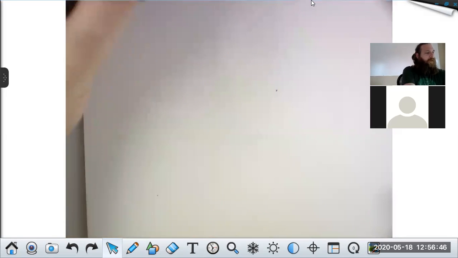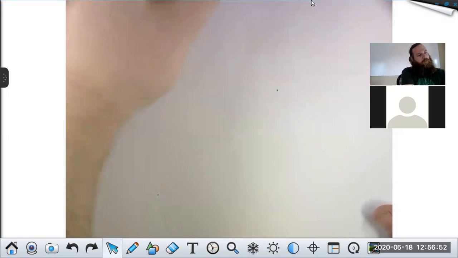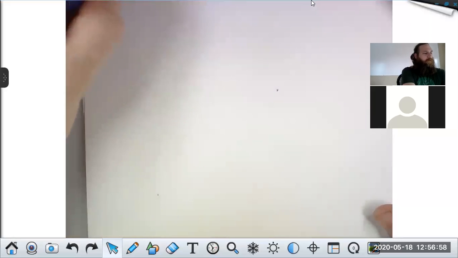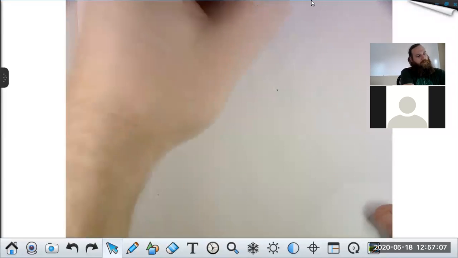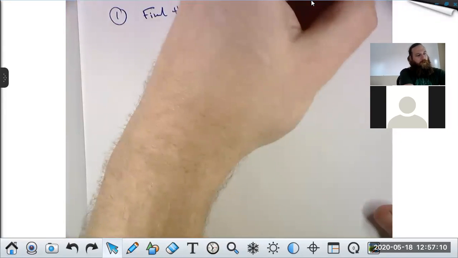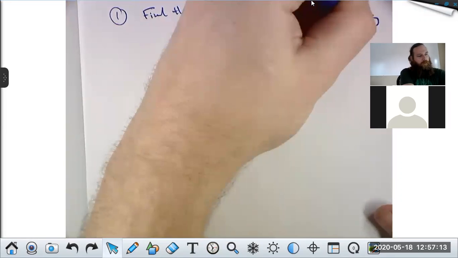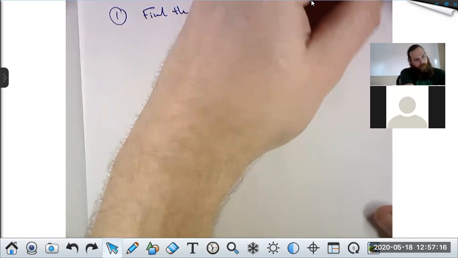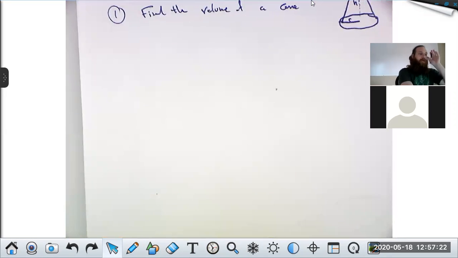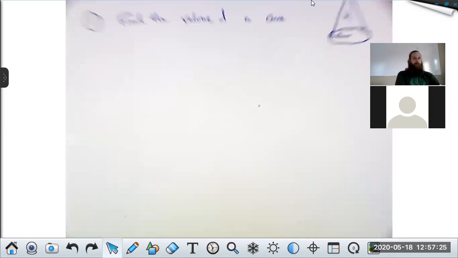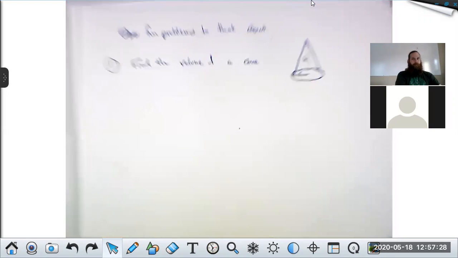Really quick before I go, I have one fun problem for you. I lied, I have two fun problems for you to think about. So first, find the volume of a cone whose radius at the base is r and whose height is h. And do this as a slicing problem. Okay, do this the same way you did the pyramid problem.